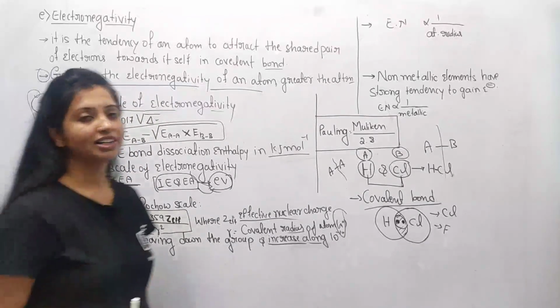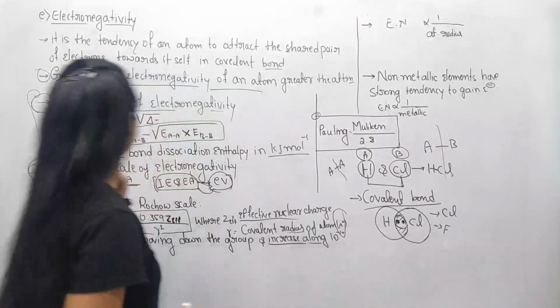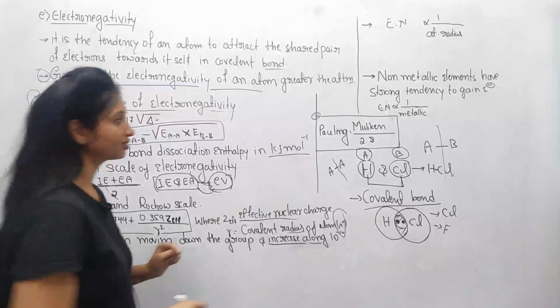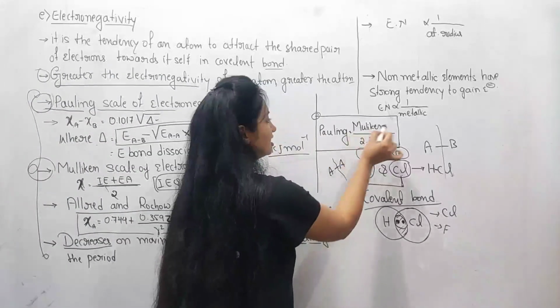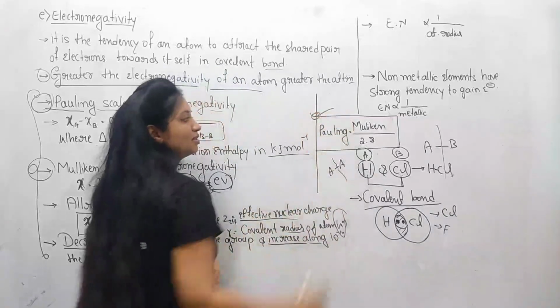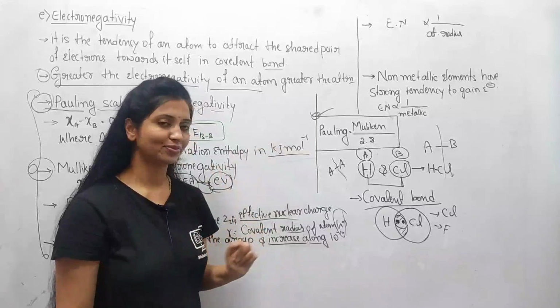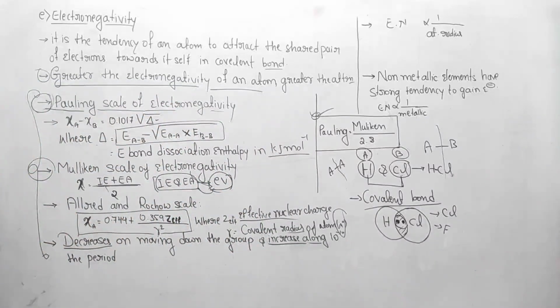And another point is the relation between the Pauling scale and the Millikan scale. The Pauling scale is equal to the Millikan scale divided by 2.8. Remember this formula also, guys. This is also helpful to you in your numericals. And next we are moving on to the trends.